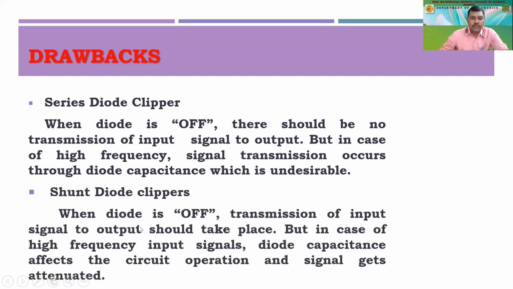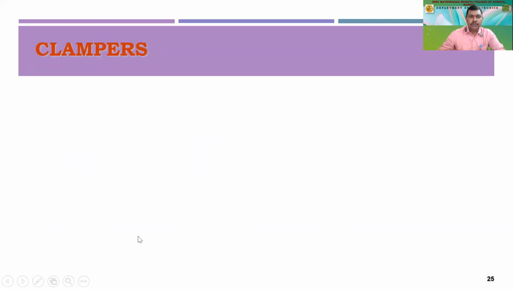And in shunt diodes, when the diode is off, transmission of input signal to the output should take place. But in the case of high frequency input signals, diode capacitance affects the circuit operation and the signal gets attenuated. So there is actually the diode capacitance, which we call the transition capacitance. Now we'll be starting the clamper circuit in the next class, right?